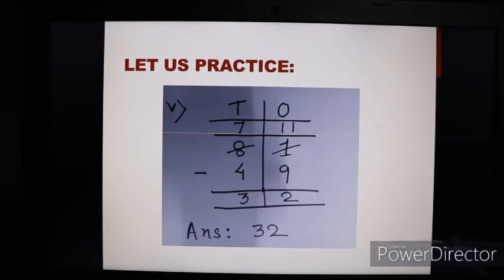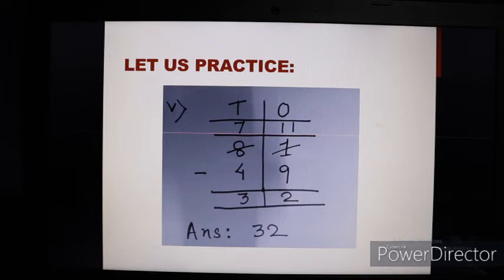Here in ones place the upper number is smaller than the lower number. We cannot subtract 9 from 1. So we borrow 1 from tens place and that is 8. Now in ones place the new number is 11 and we can easily subtract 9 from 11.